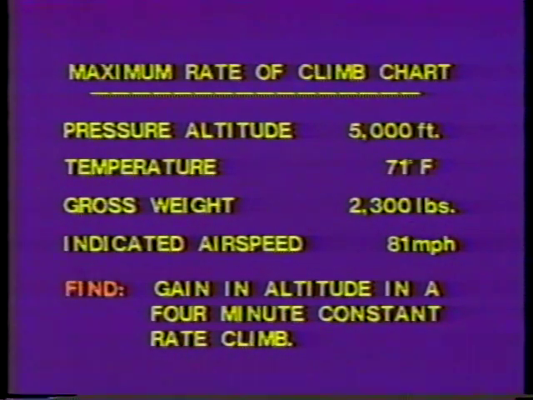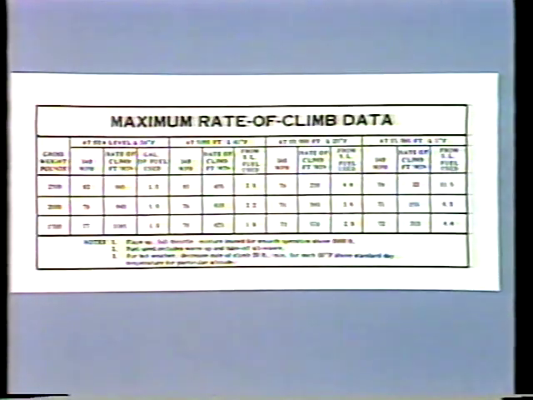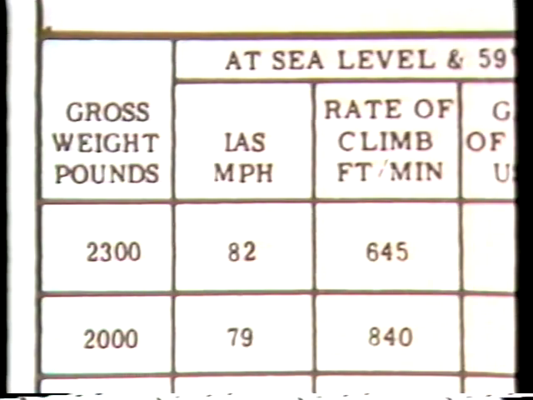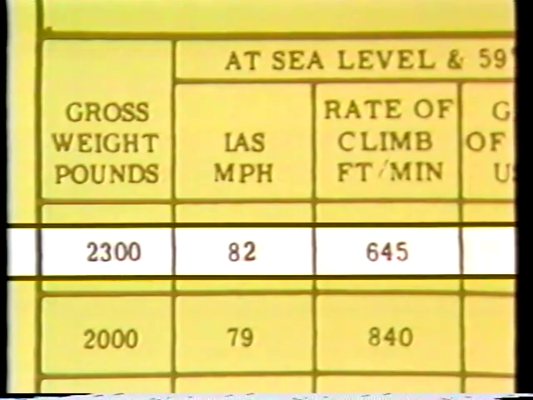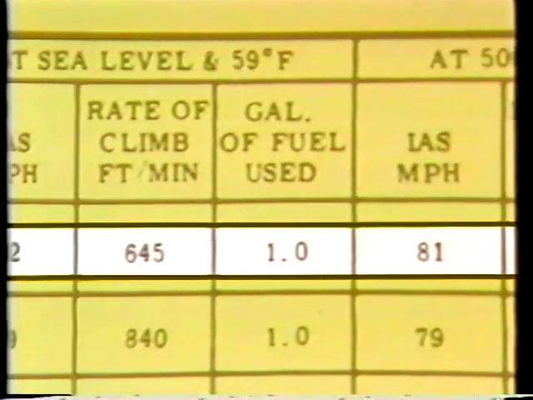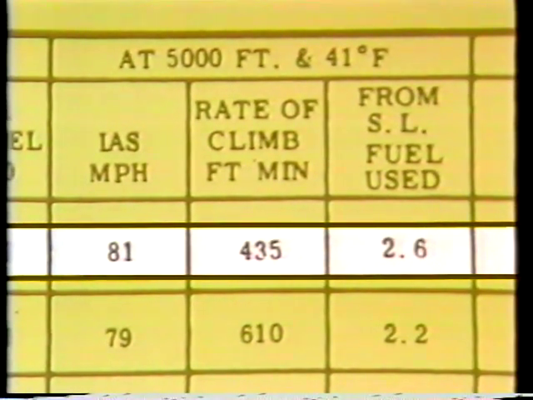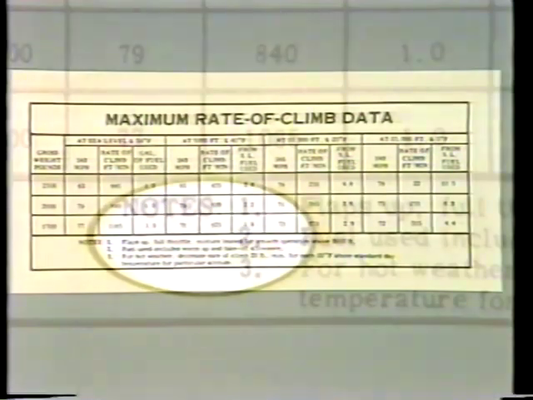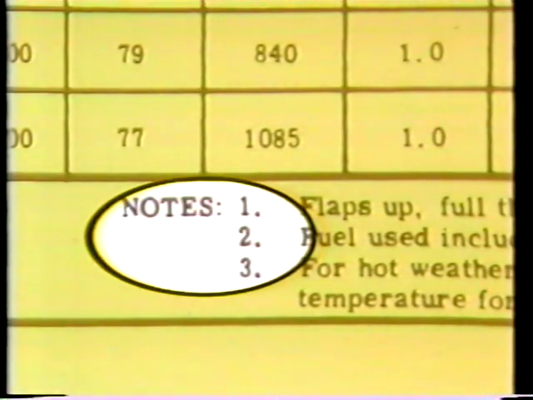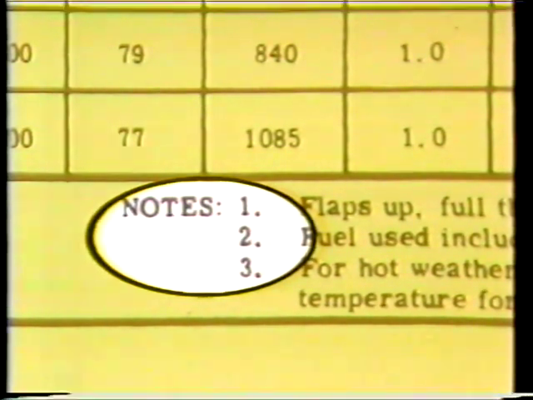To solve this problem, enter the chart at the 2,300-pound gross weight line and move horizontally to the 5,000-foot pressure altitude column. Rate of climb is 435 feet per minute. Since the outside air temperature is not 41 degrees Fahrenheit, refer to note number 3, which tells you to decrease the rate of climb 20 feet per minute for each 10 degrees Fahrenheit above the standard temperature.